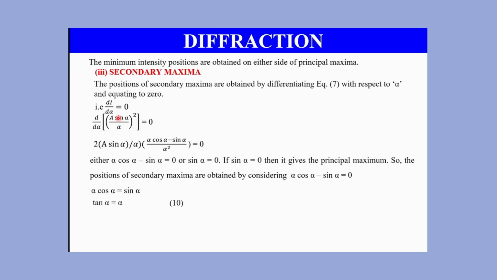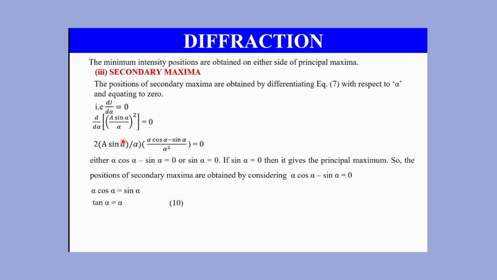According to the differentiation concept in intermediate, the formula for (u by v) whole dash is (v u dash minus u v dash) divided by v square. According to this formula, we are using here alpha into d by d alpha of sin alpha becomes cos alpha minus sin alpha into d alpha by d alpha, which is equal to 1. So we are writing here (alpha cos alpha minus sin alpha) divided by alpha square equating to 0.